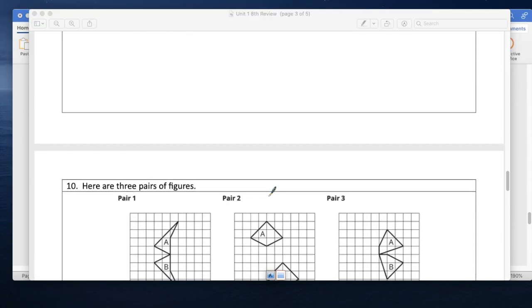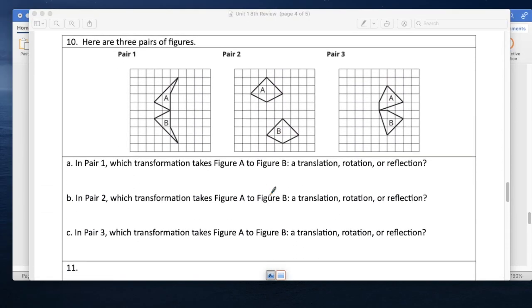Let's move on. Soundtrack provided by. Okay.